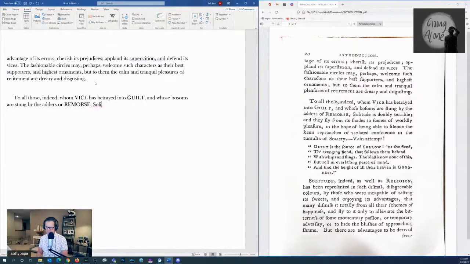Solitude, semicolon. Solitude is doubly terrible, and they fly from its shade to scenes of worldly pleasure, in the hope of being able to silence the keen reproaches of violated conscience in the tumults of society.